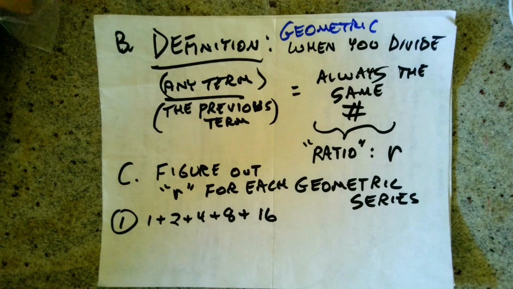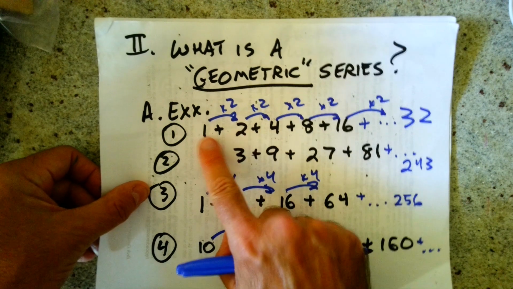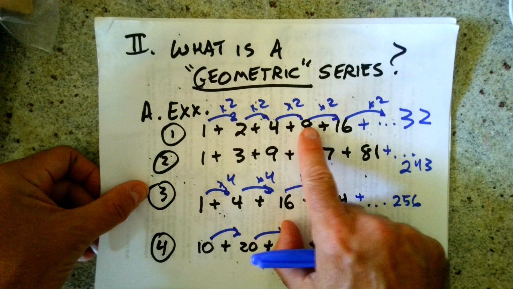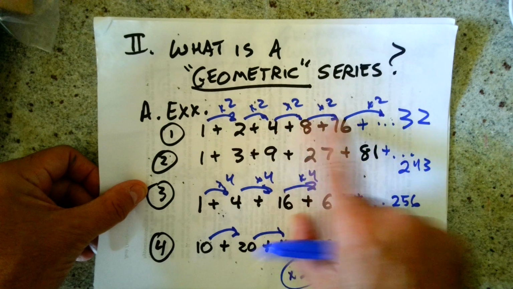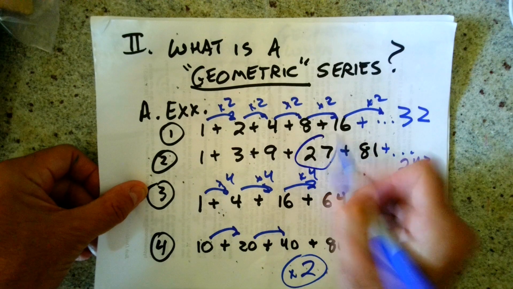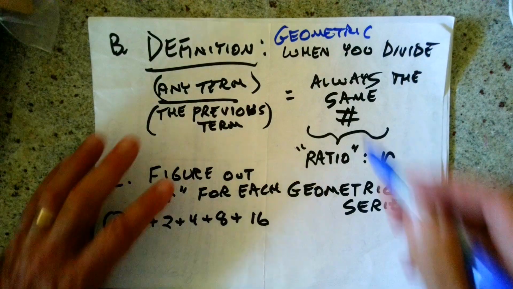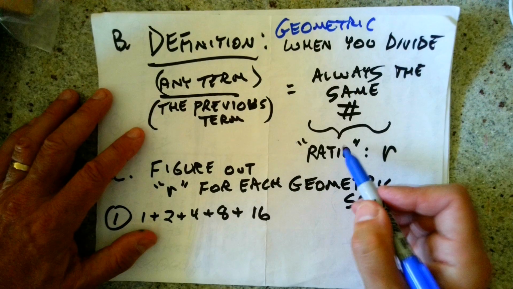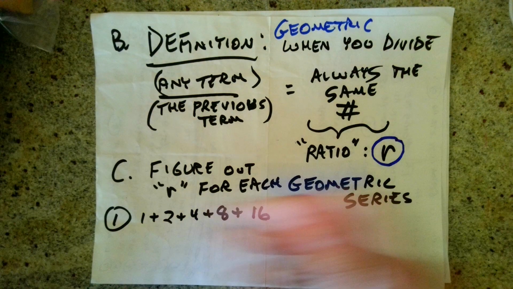So in our first example, if we take this term and divide it by the one that came before, we get 2. If we take 4 and divide it by 2, we get 2. If we take 8 and divide it by the term before, which is 4, 8 over 4 is 2. We always get the same number when we take a term and divide it by the one before. Okay? Since you're doing a division, that can be called a ratio, and that number is called the ratio, and the letter we use for it is R, which was in our original problem.